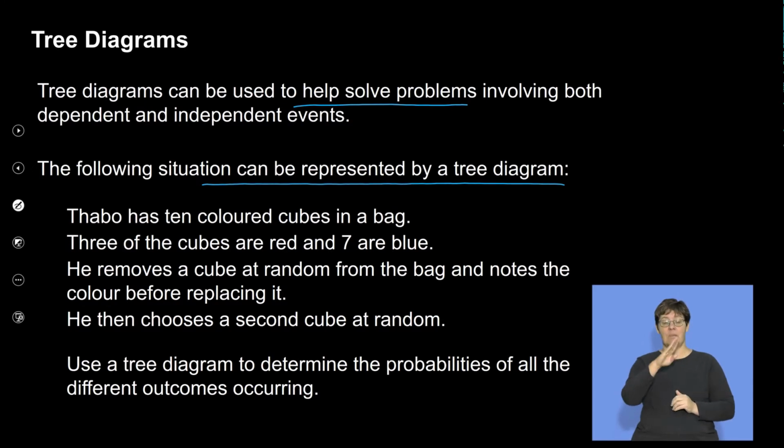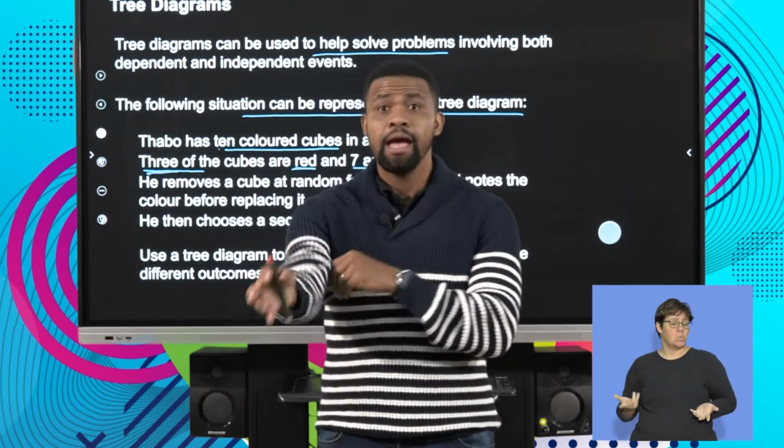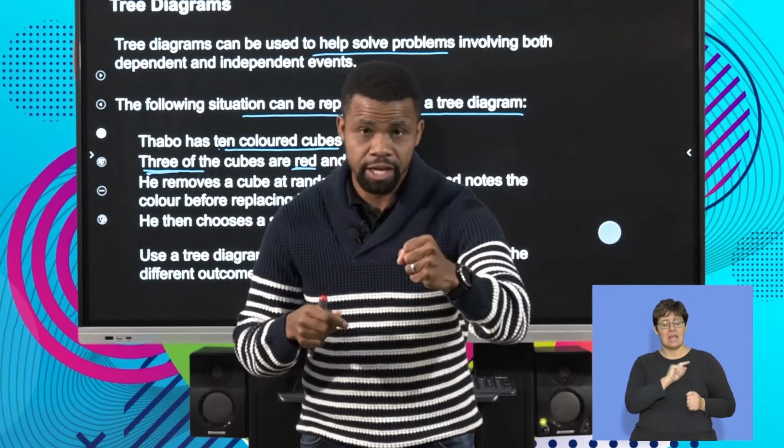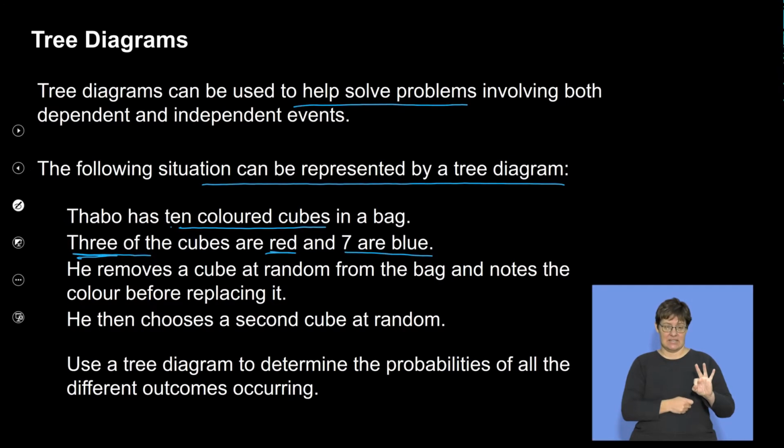Tabo has 10 colored cubes in a bag. Very important: 3 of those cubes are red. Okay, if 3 are red, then 7 should be what? Blue, because we have 10 cubes in a bag. Are we together? What we know is that 3 are red and 7 are blue.